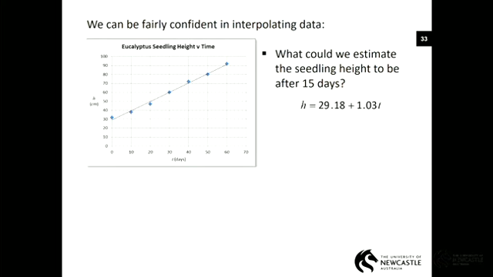If someone asked me about 15 days, that's interpolating. I'm pretty happy. 15 days looks at around the 45 centimetre-ish mark. Let's use the formula. It says 44.63. I don't think we could be quite that accurate about it. But I'd be happy saying after 15 days, you'd expect your seedling to be about 45 centimetres tall.